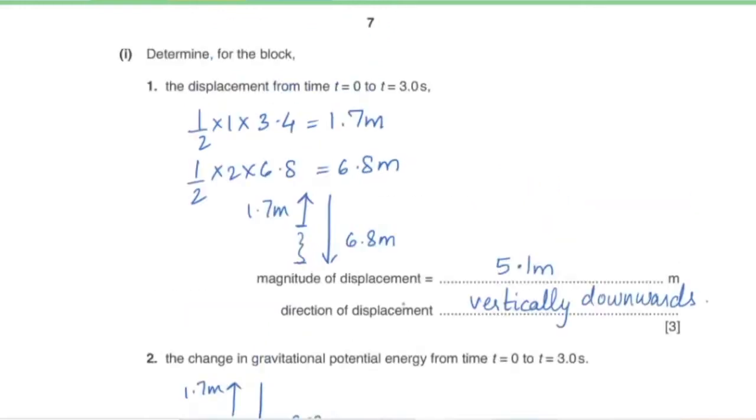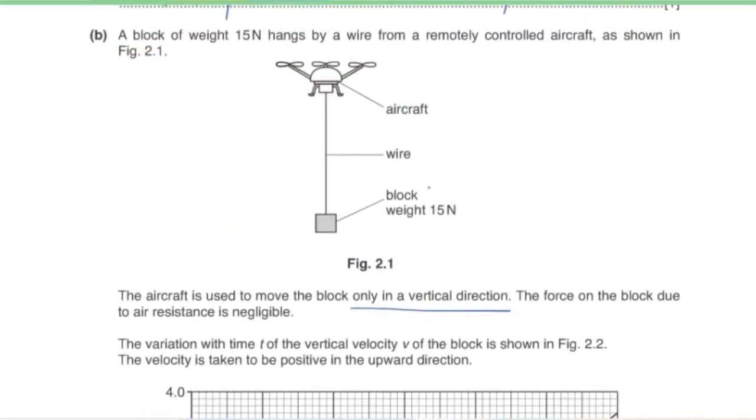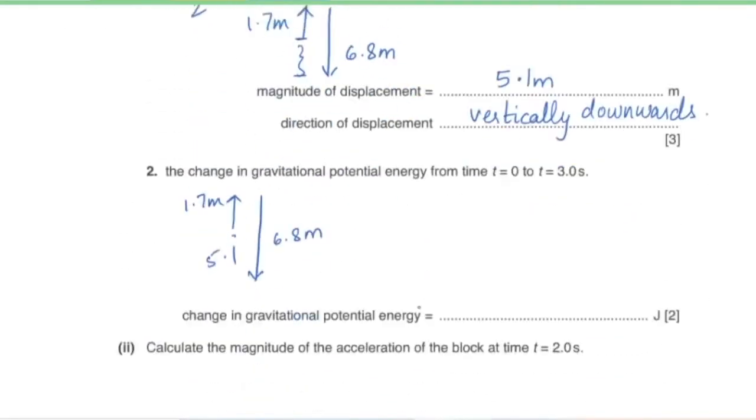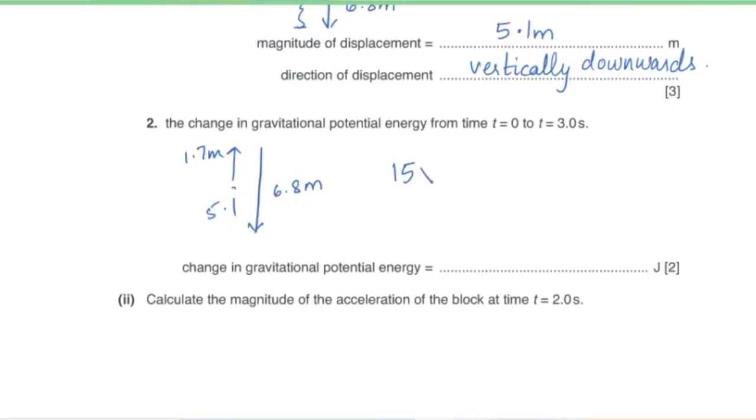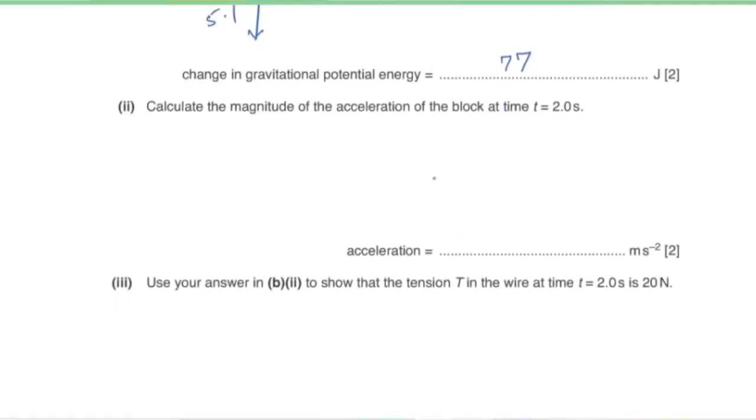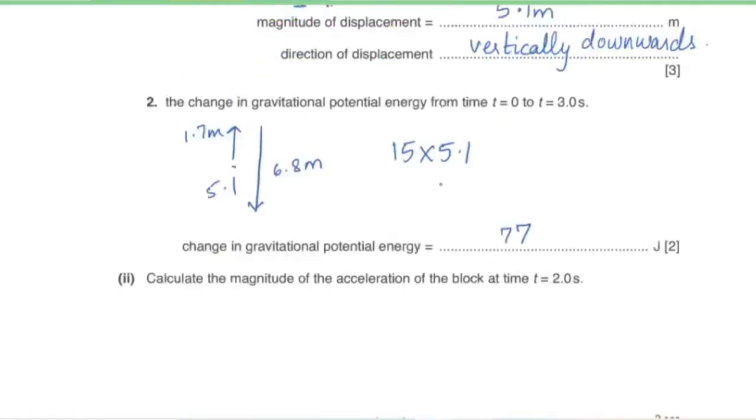So mass into 9.81, which is equal to 15 newtons, the weight of the block. So 15 into the change in height, which is 5.1 meters. And so the change in gravitational potential energy was 77 joules. Part 2, calculate the magnitude of the acceleration of the block at time t = 2 seconds.